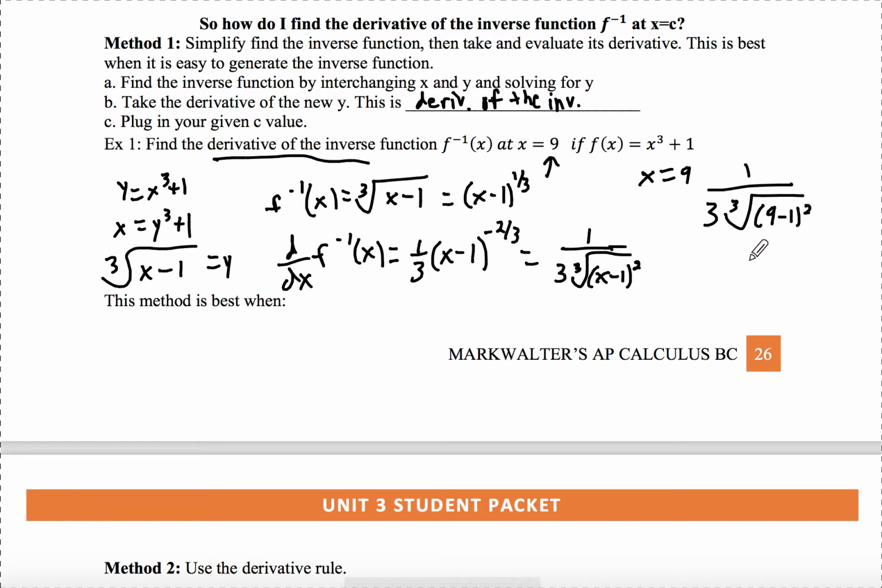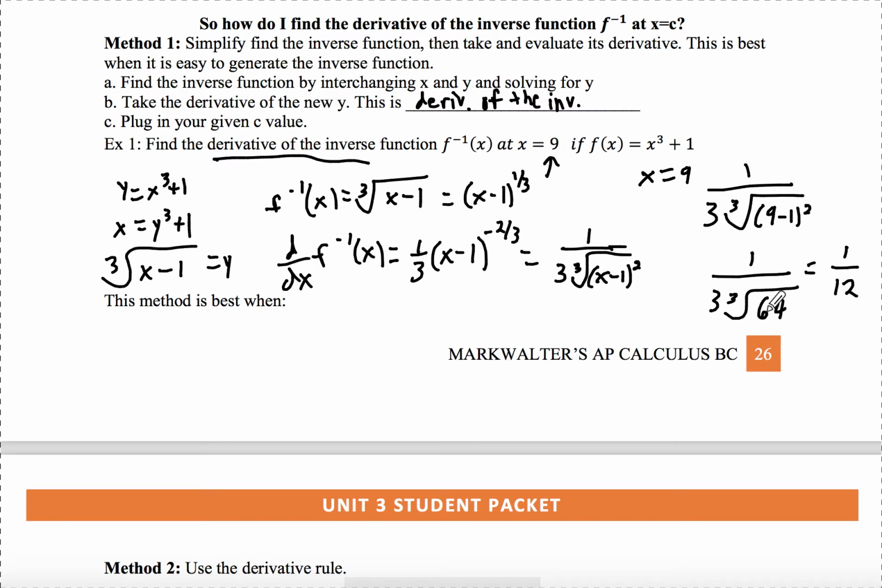All right, if I simplify this, I end up with 1 over 3 times the cube root of 9 minus 1, which is 8, squared is 64, right? The cube root of 64. 4 times 4 is 16, times another 4 will give me 64. So this would be 1 over 3 times 4, which will give me 12.